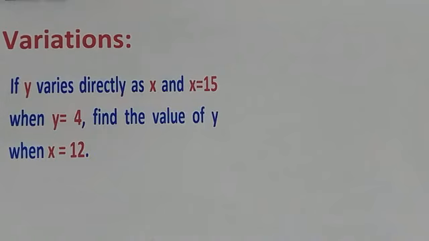In direct proportion, we are comparing quantities in such a way that when one quantity increases, the other quantity also increases. The vice versa also is true. When one quantity decreases, the other quantity also decreases.